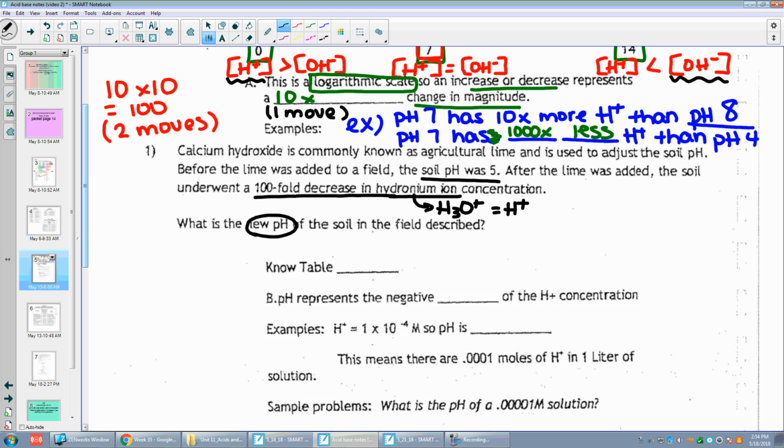So they're basically saying I had a 100-fold decrease in my H+. So I had less H+. It started at a pH of 5. So I went from pH 5. Let's think, if I do 100, well, that's 10 times 10. That's 2 moves. So I have less H plus, I got to move up. I went from a pH of 5 to a pH of 7.